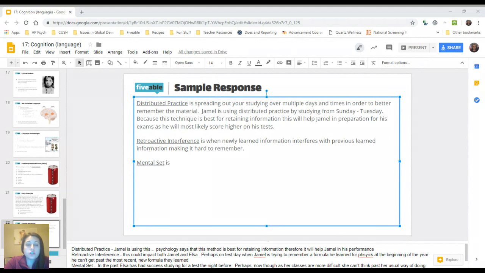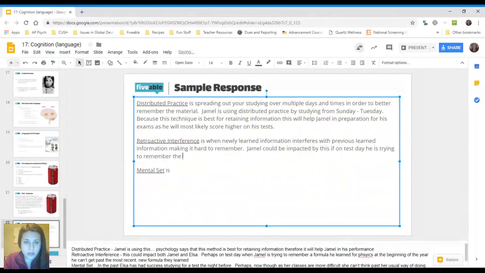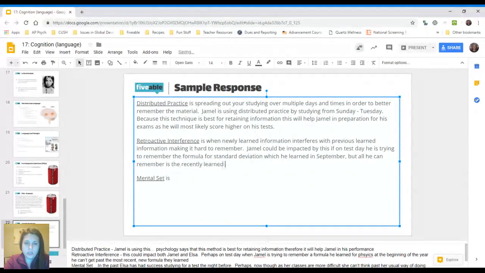So I could say Jamal could be impacted by this if on test day he is trying to remember the formula for, let's say, standard deviation, which he learned in September, but all he can remember is the recently learned formula for, I can't think of any formulas, the quadratic equation. Therefore, this would hinder him on taking his final exam.